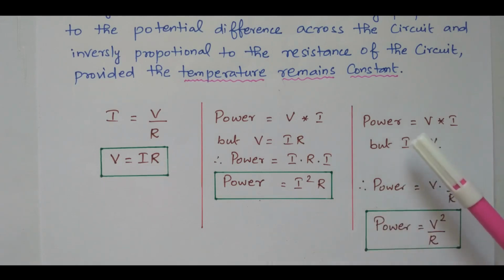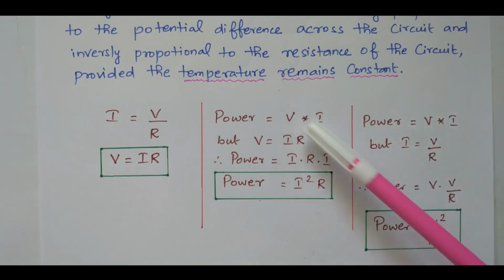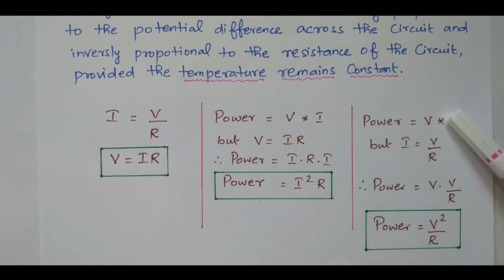And one more expression: power equal to V into I, but based on Ohm's law, V equal to IR, I equal to V by R. Now we will substitute I equal to V by R. Previously we substituted V equal to IR, V was replaced. Now we will replace I. So I equal to V by R, so power equal to V into I is V into V by R, so V square by R. So another formula for power, in terms of voltage, is V square by R.